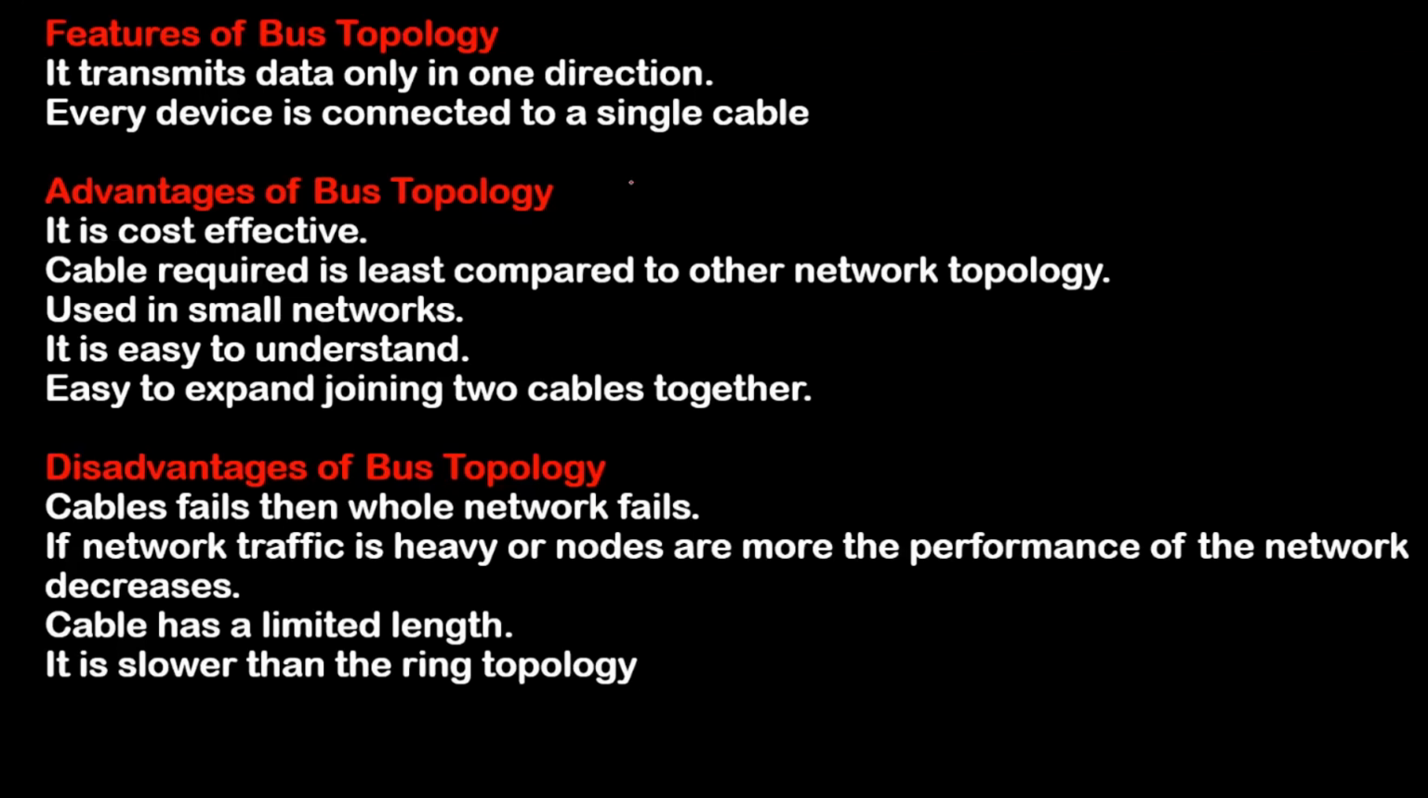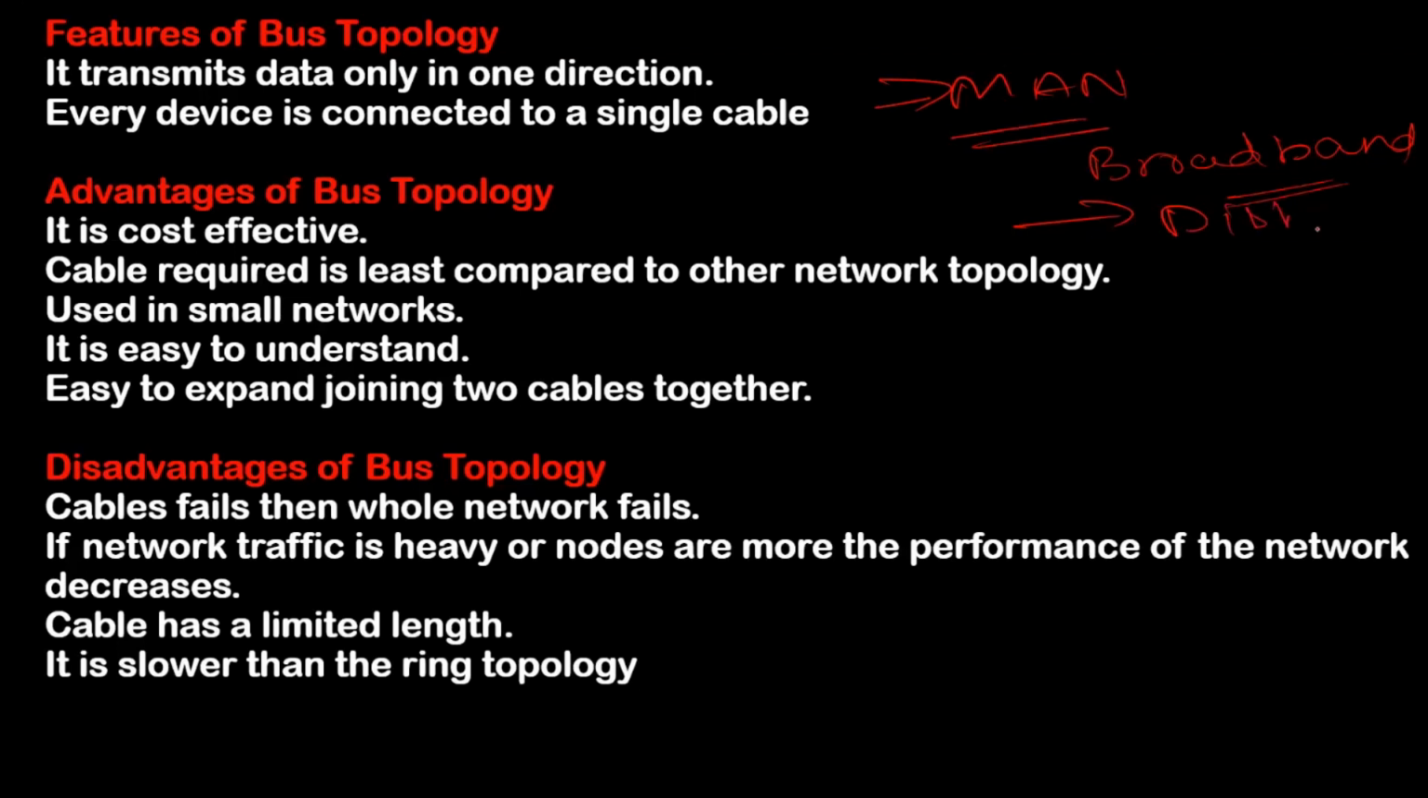Right, so that is all about the bus topology. Now, bus topology is used in a MAN, a metropolitan area network. If you are using a broadband connection, the broadband topology is bus topology, and the cable connection is also a bus topology. Right, so there you can see the bus topology. But in your LAN network, you can't see this bus topology now.